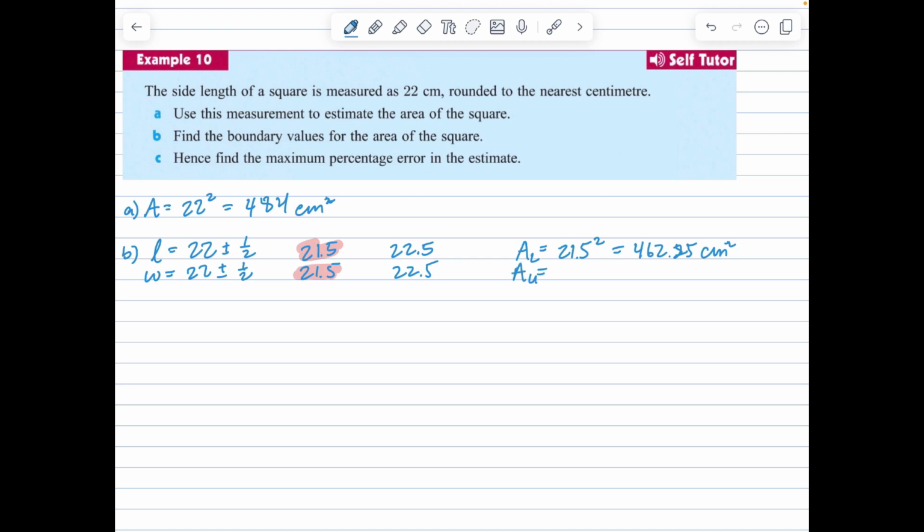Our upper boundary, or AU, for the area would be, had the exact area actually been slightly larger than 22, up to 22.5, and that gives us 506.25 centimeters squared. You could write your answer like that, or we could write it as a double inequality, a compound inequality, where we say 462.25 centimeters squared is less than the actual area, which is less than 506.25.